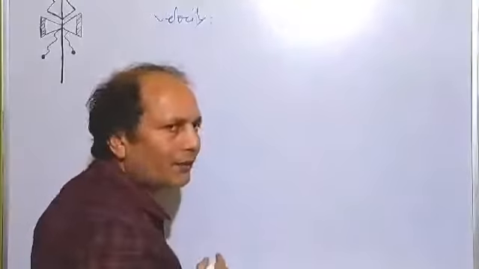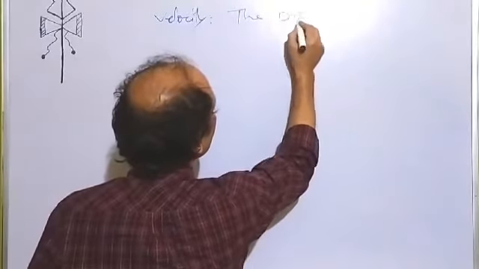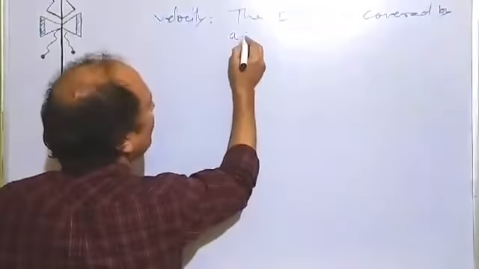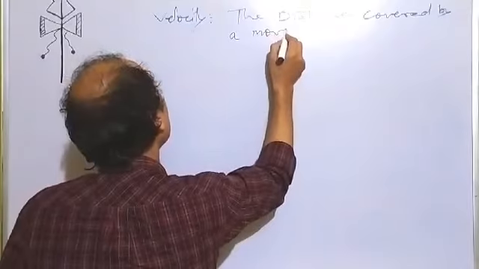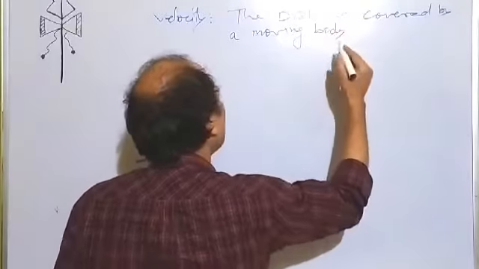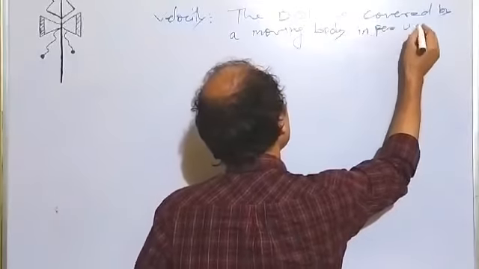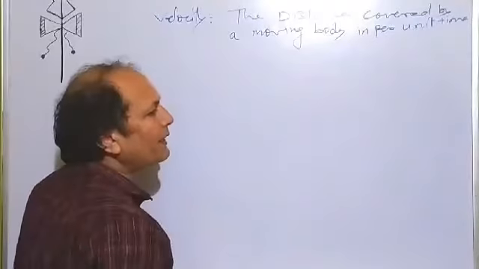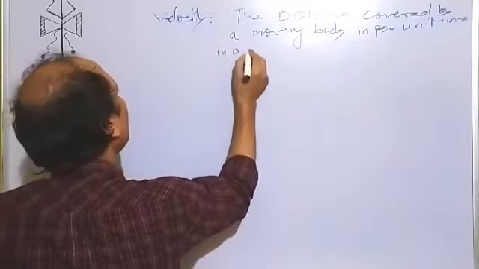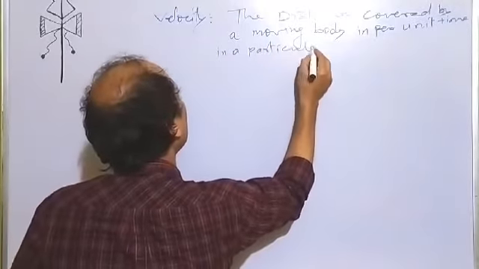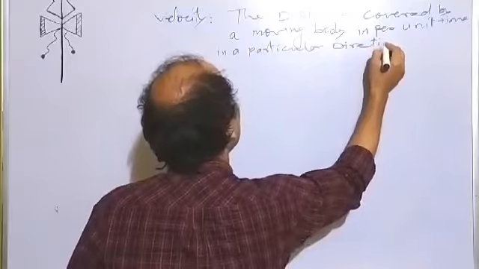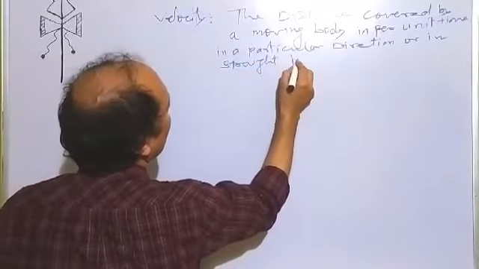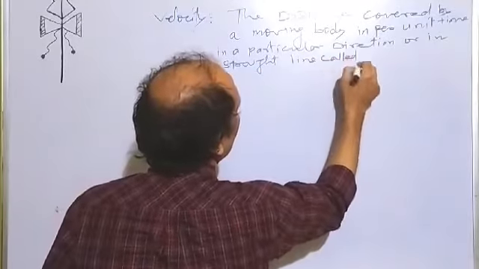In the case of velocity, the distance covered by a moving body per unit time in a straight line or in a particular direction is called velocity.